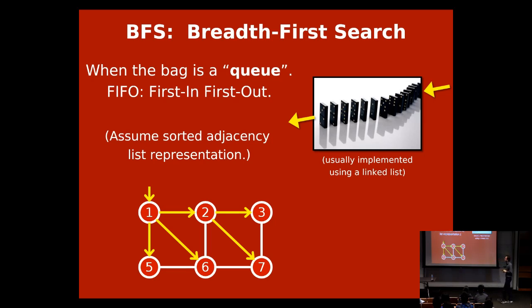OK, so it's called breadth-first search because if you look at how it works on a big graph, it makes these wide, bushy trees where it goes through all the vertices at distance 1, then all the vertices at distance 2, etc. Any questions about it?